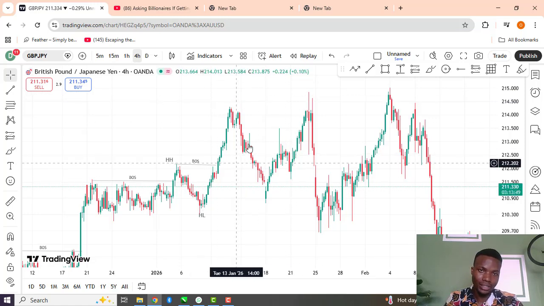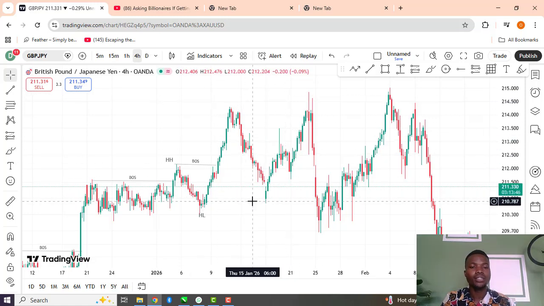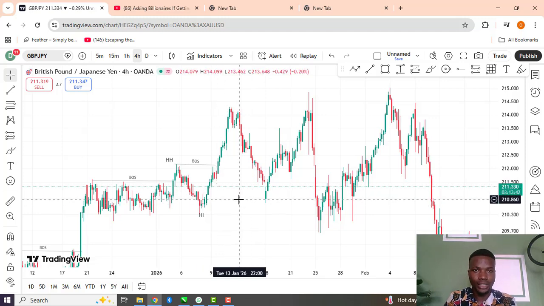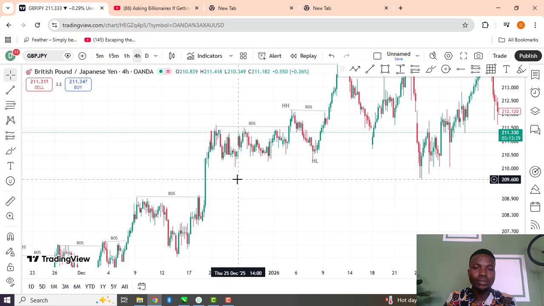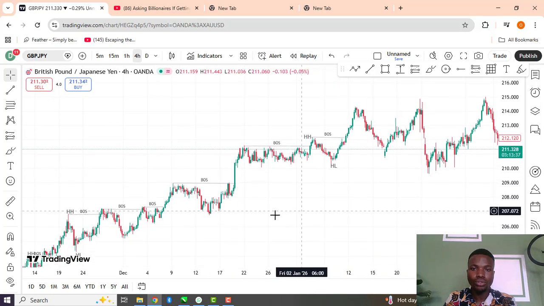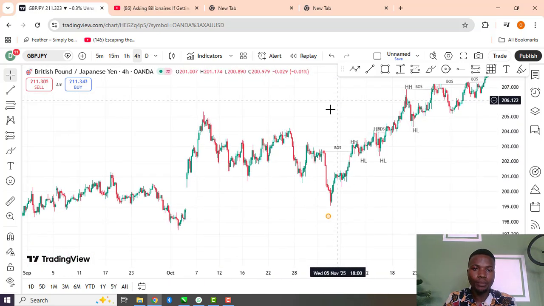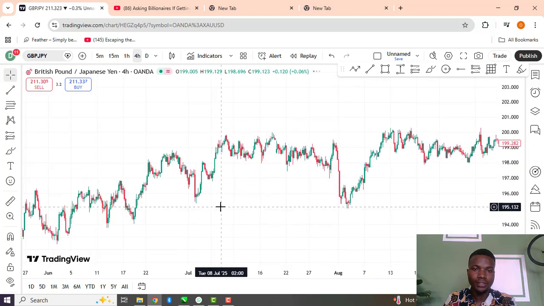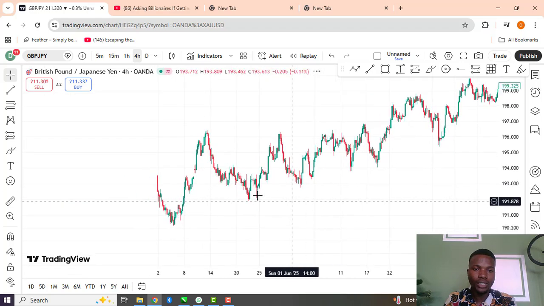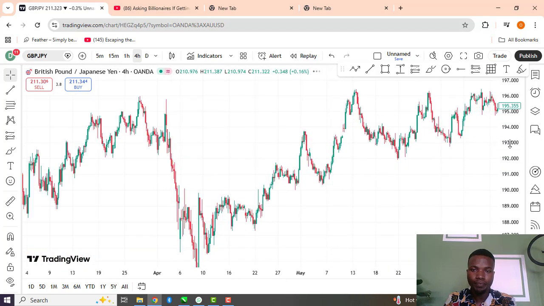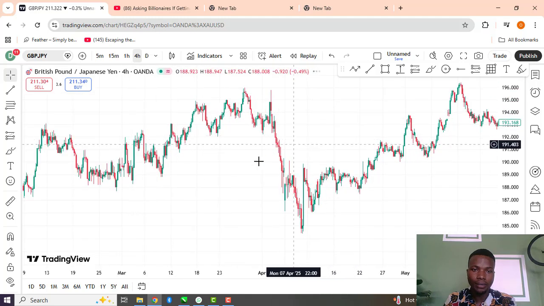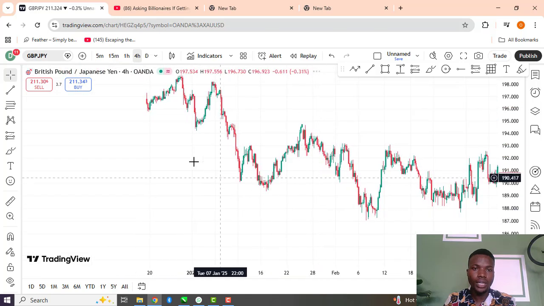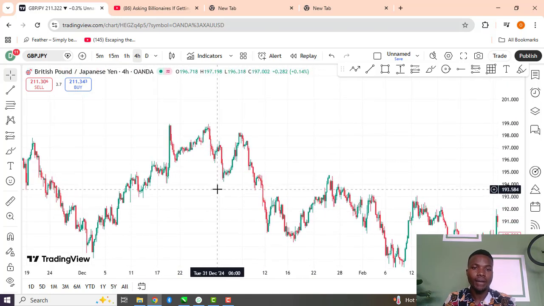So now, before I delve into what actually happened right here, I want us to see how to mark out our break of structure in a downtrend. So let me look for a downtrend price so that we can mark out our break of structure to the downside. All right, so I'm looking for a downtrend right now. Okay, so good. Now I've seen a downtrend.